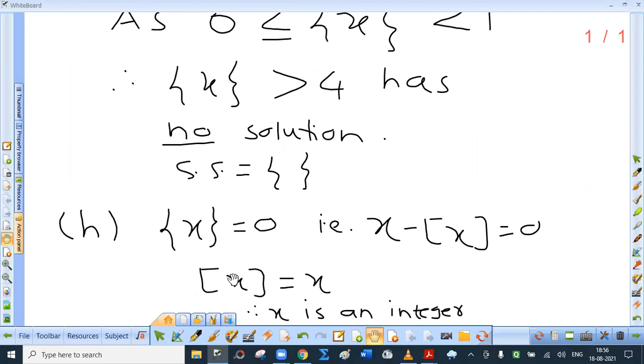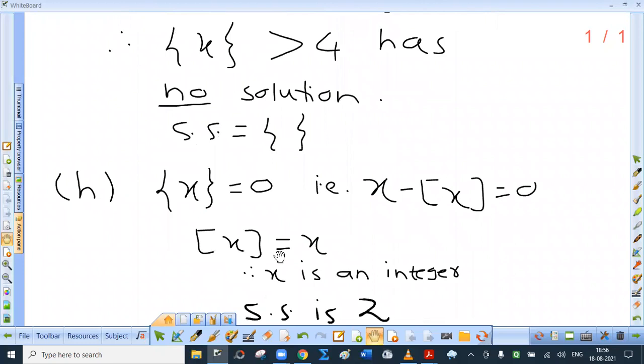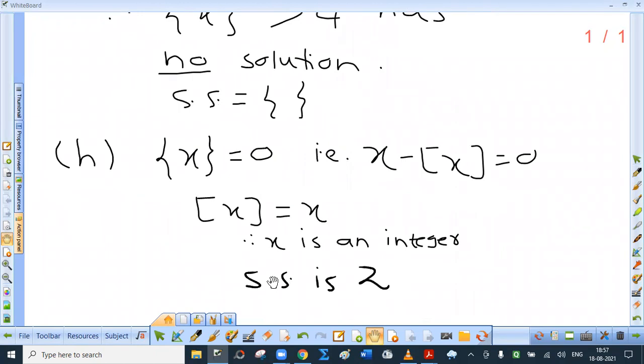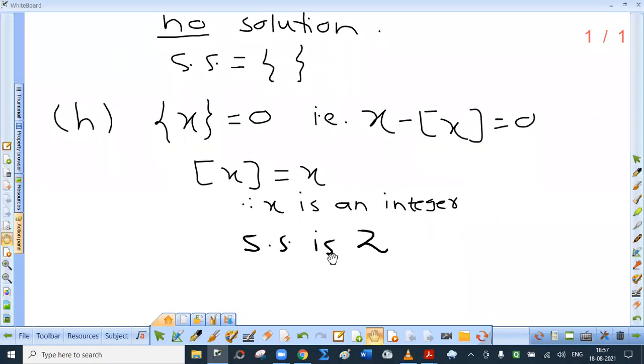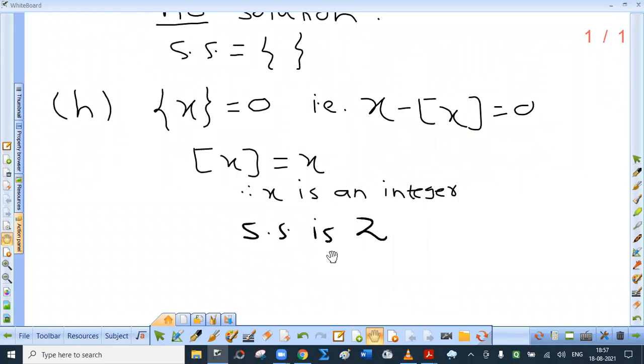Then H, fractional part is 0. So clearly x is an integer, or you may say as per definition it is x minus step x equal to 0. So step x equal to x. Step x is x if and only if x is an integer. You can argue in this fashion also. So actually it is better if you write solution set. So solution set is what? Z, that is set of integers.